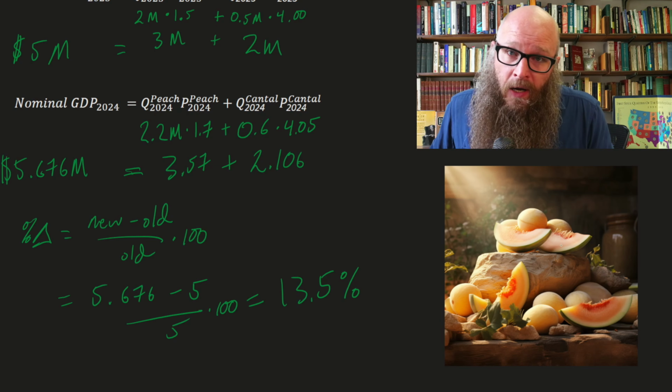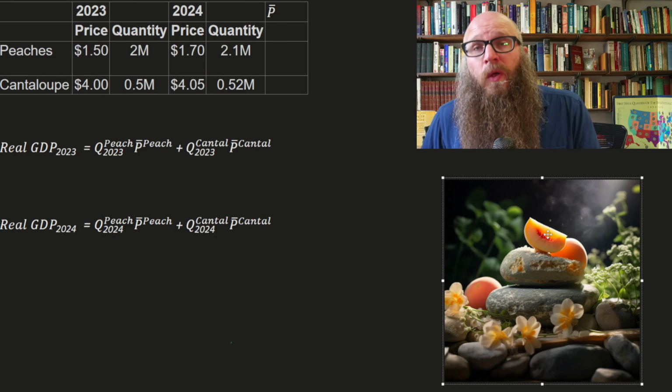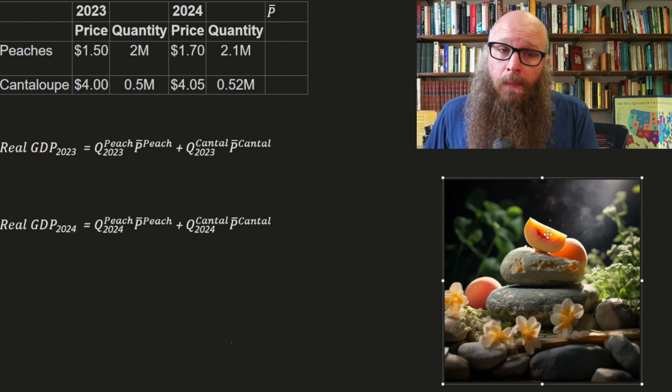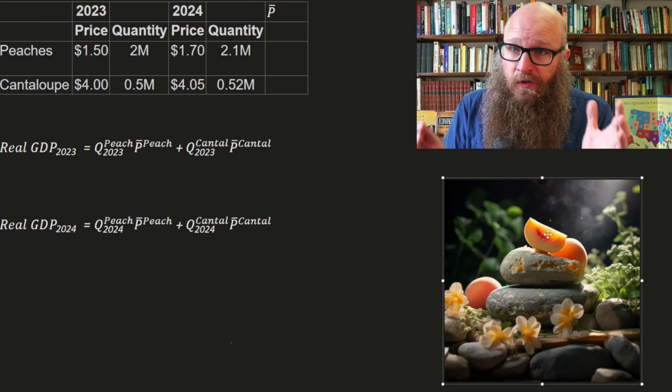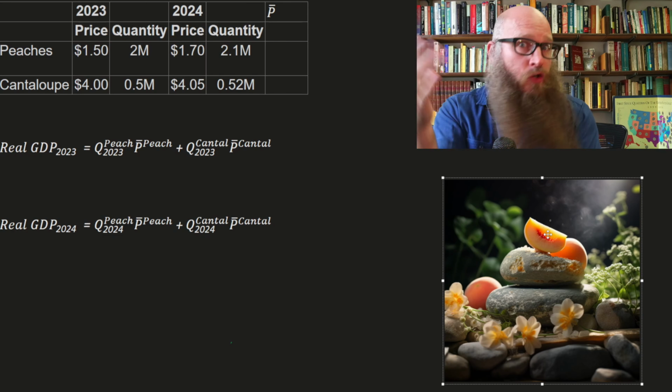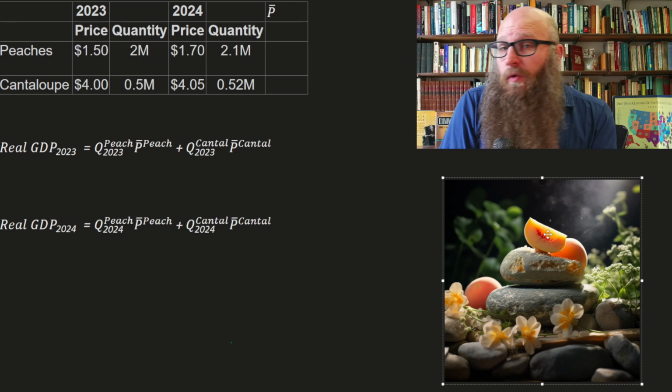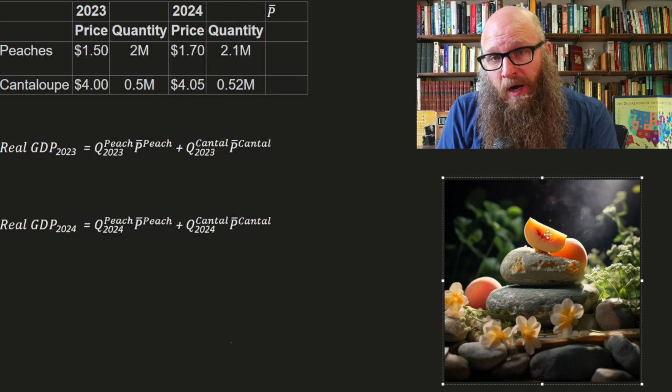Now, this growth rate in the nominal GDP is going to be equal to the inflation rate plus the real economic growth rate. So, in order to isolate these two, we want to keep the same price between both years. The question is, what's the best price to do it? Should we use the 2023 price or should we use the 2024 price? Well, in this case, we're going to compromise. We're just going to use the average price between the 2 years.